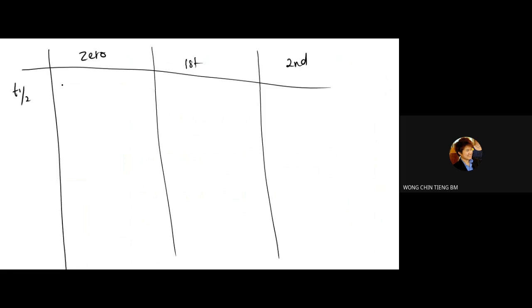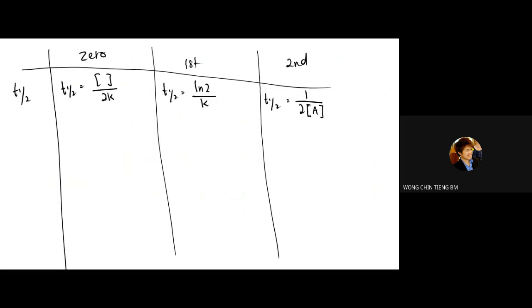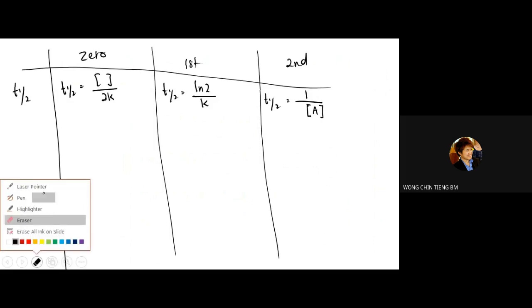Half-life. Concentration over 2K. Betul? Half-life, ln 2 over K. Half-life, 1 over 2. Right? Okay, tak ada 2. Betul.